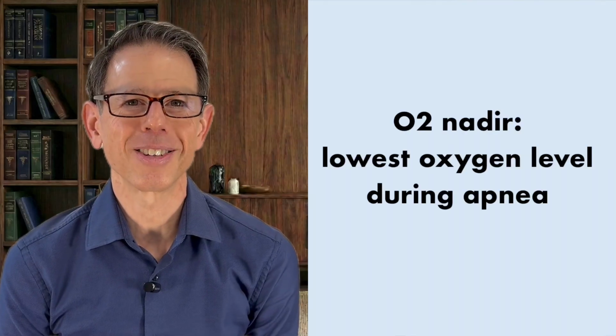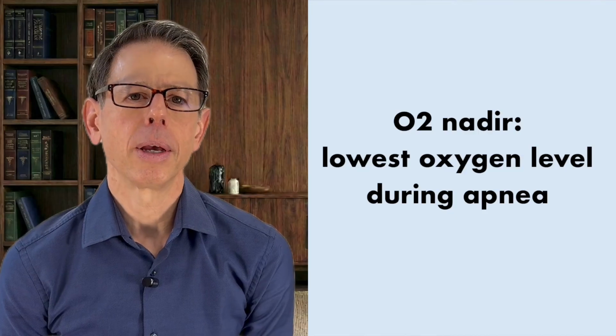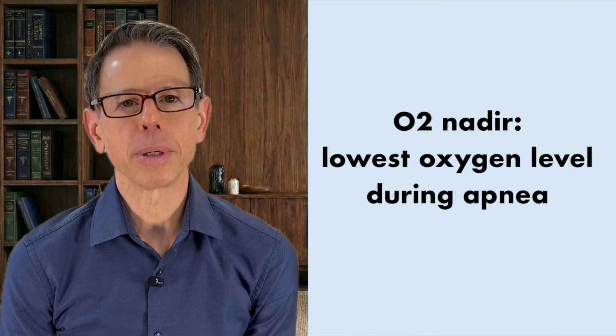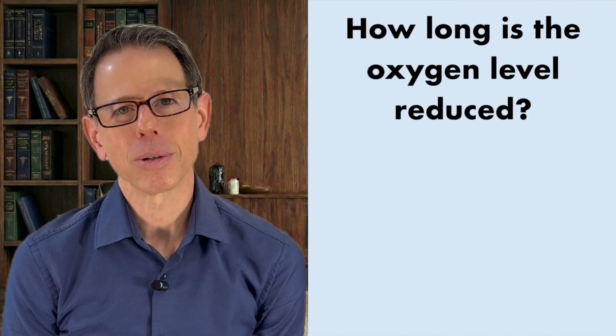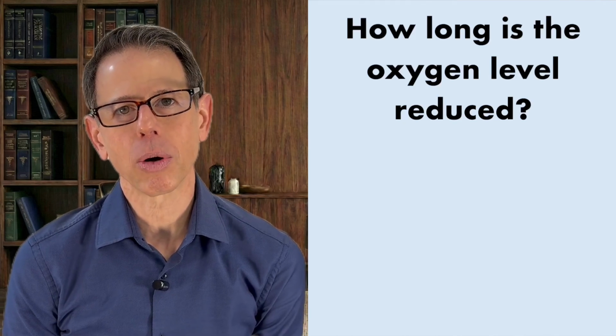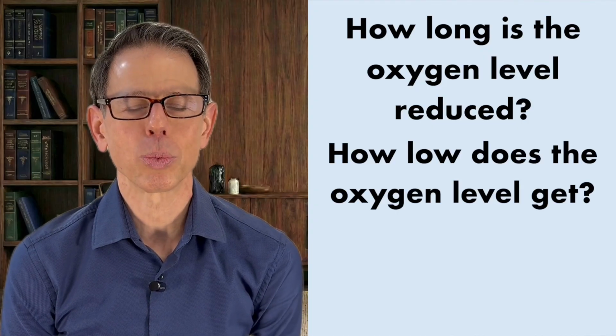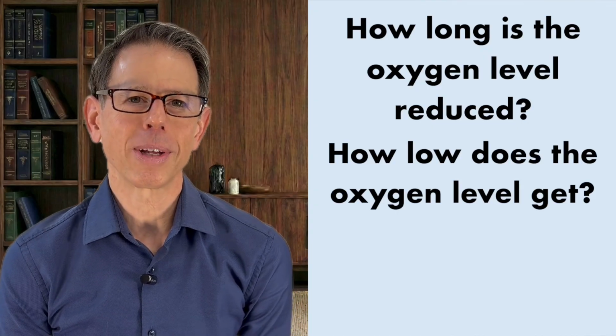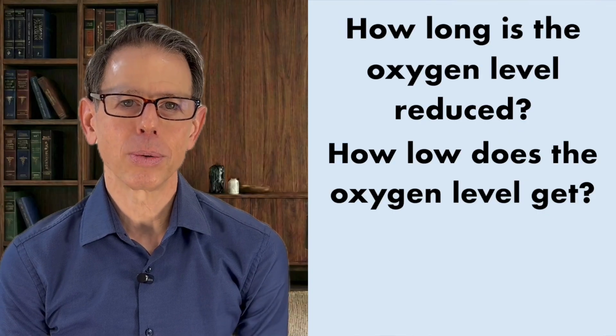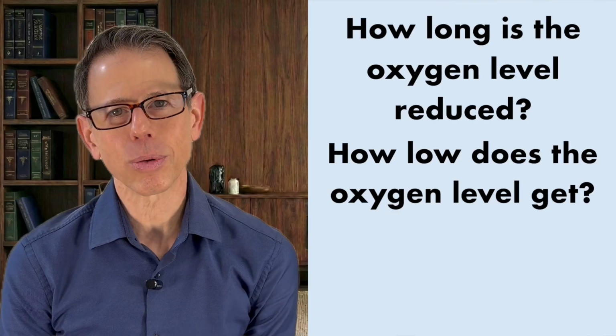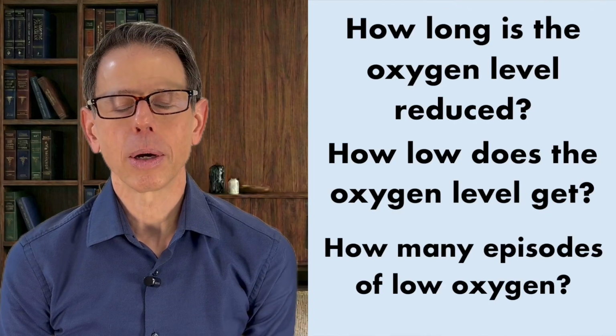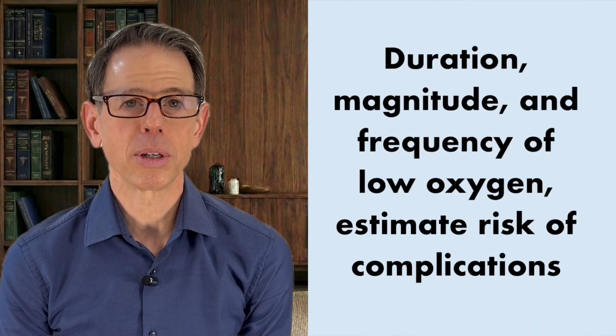Related to oxygen, we look at how low the oxygen level goes at its very worst. We call that the O2 nadir, or lowest oxygen during the testing. But we also look at, for each period of apnea, how long that reduced oxygen level is present, and how deep on average those desaturations are, which is what we call them. And putting all of that together, the duration and magnitude of oxygen reductions with the frequency of those reductions, we get a much clearer picture of how much risk this sleep apnea poses to the patient if they go untreated.